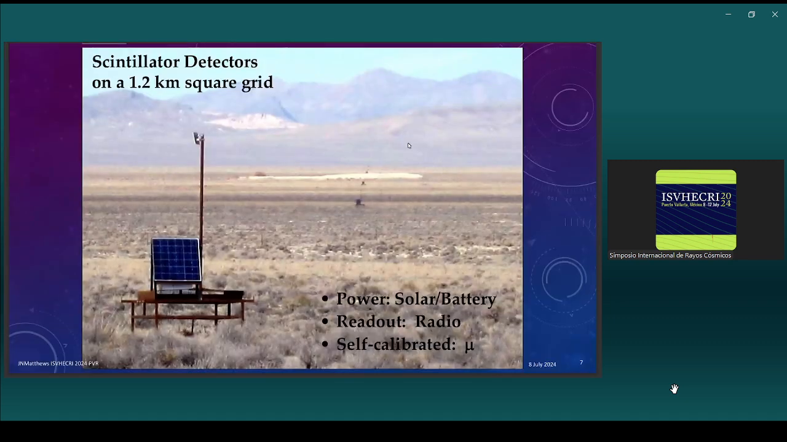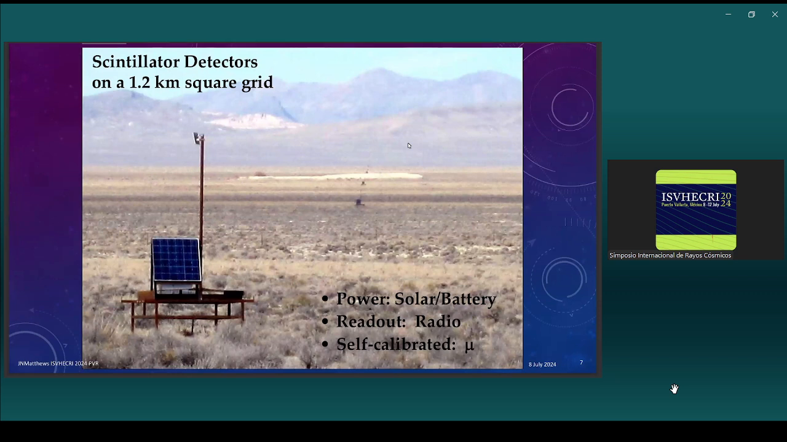So this is what the scintillators look like when they're deployed out into the desert. And here you're looking along the diagonal. You see 1, 2, 3, 4, 5 way back there. Powered by solar power, readout by radio, calibrated by muons.